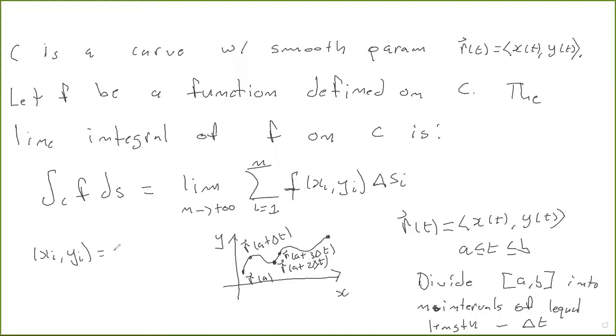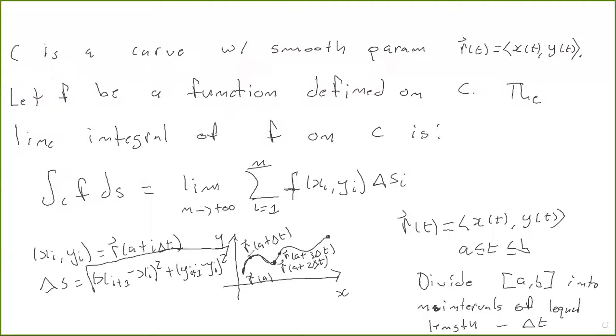Okay, and so then the xi's and yi's, so the point xi, yi, this is going to be r of a plus i delta t, and delta s is going to be equal to the square root of (x i plus 1 minus xi) squared plus (y i plus 1 minus yi) squared. Remember, we saw in the video that each one of these quantities is roughly equal to the arc length that connects the 2 points.